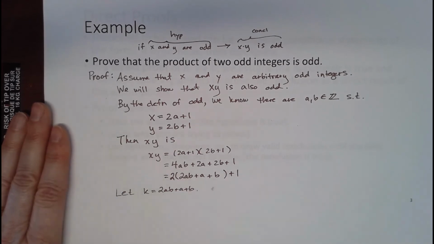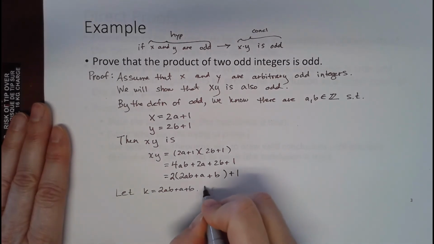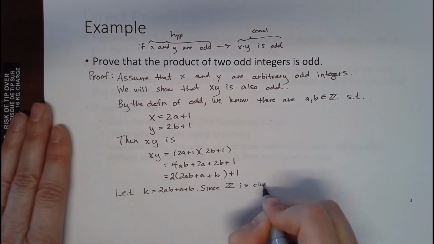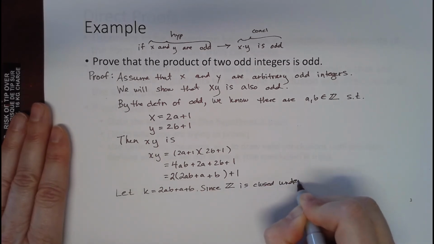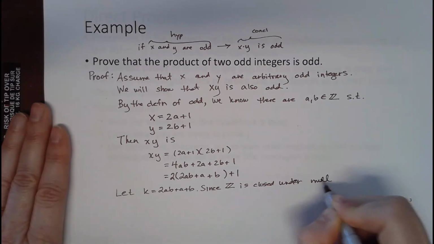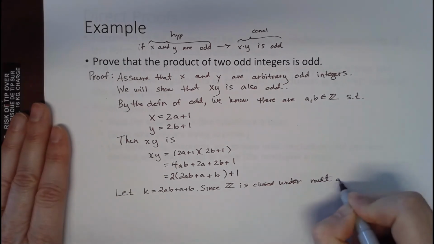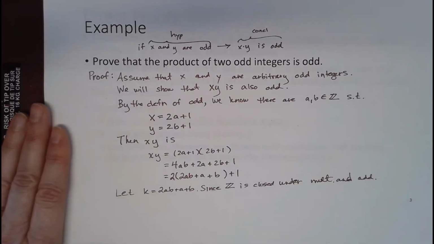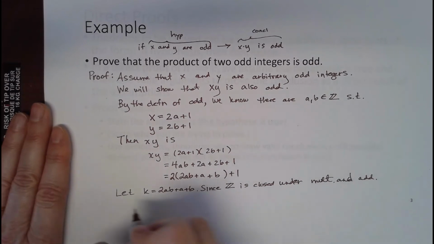Okay. So we only have multiplication and addition here. So since the set of integers is closed under multiplication and addition, you can abbreviate. If we were typing it, we could type it all out, but it's long to write. Okay. That means k has to be in the set of integers.